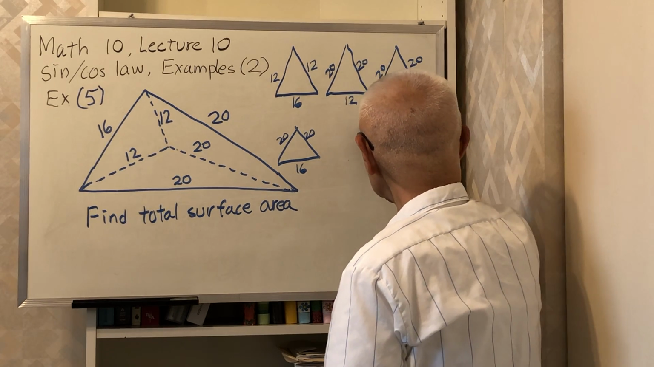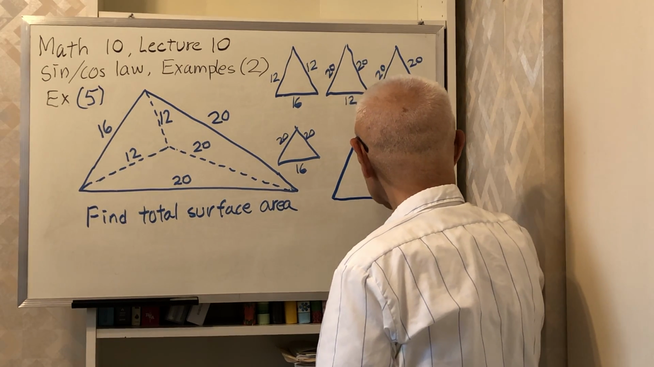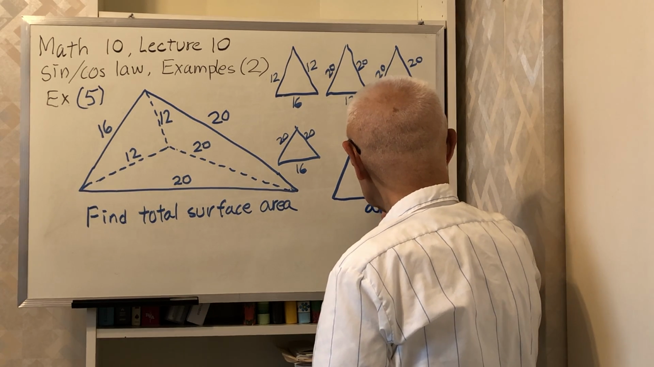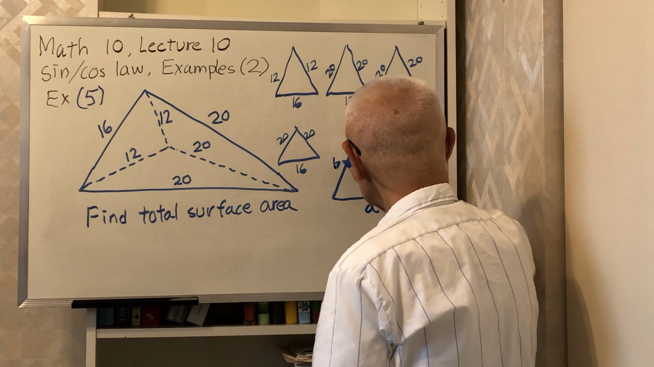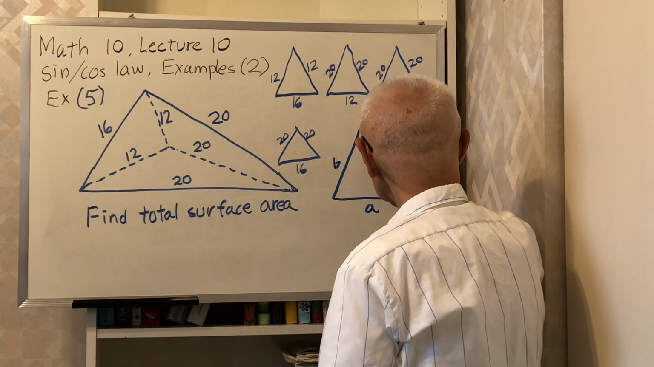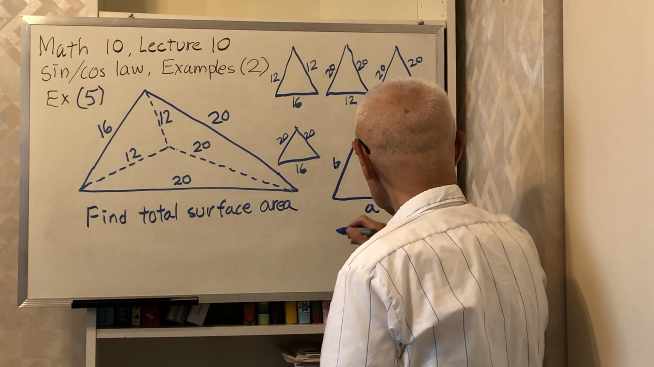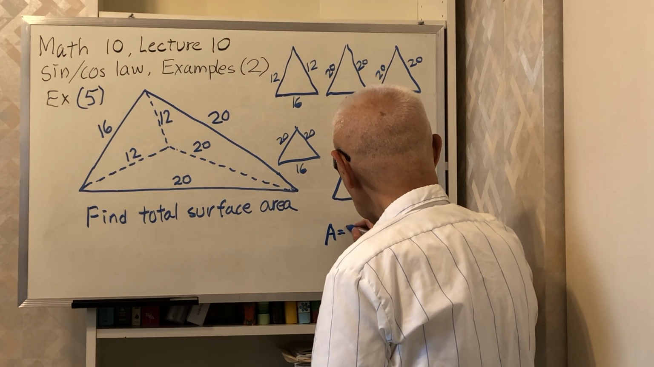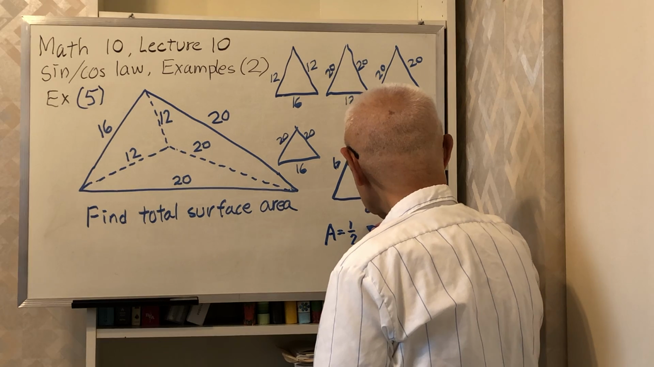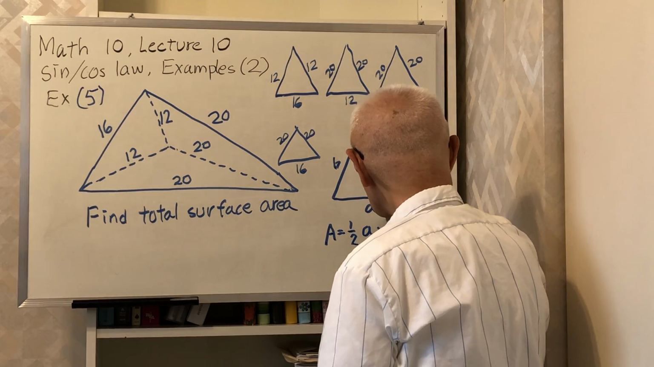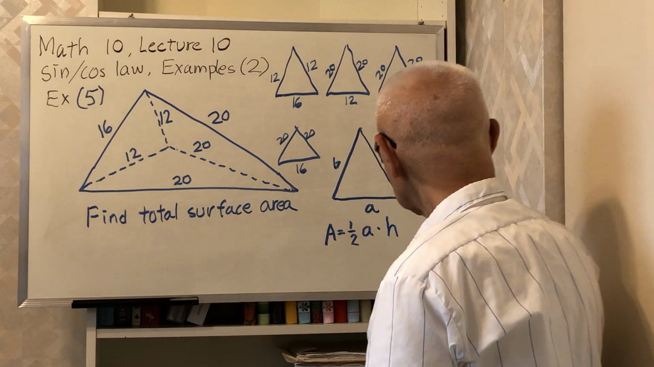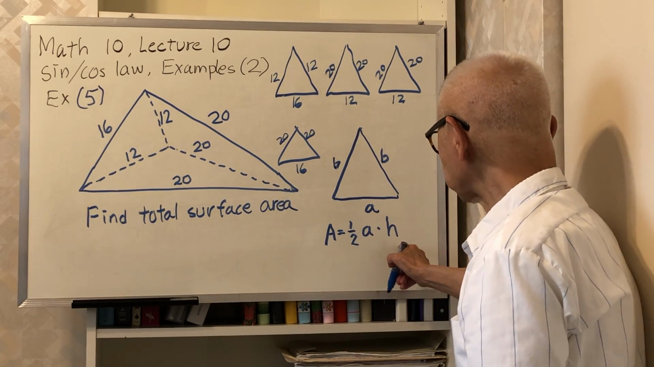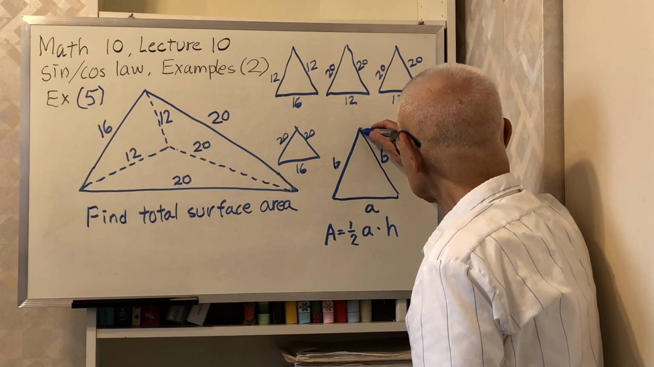Okay, suppose I have this isosceles triangle, A, B, C. And B and C are the same. So what is the area? Area is 1/2 base times height. The base is A, times the height. The height is this.